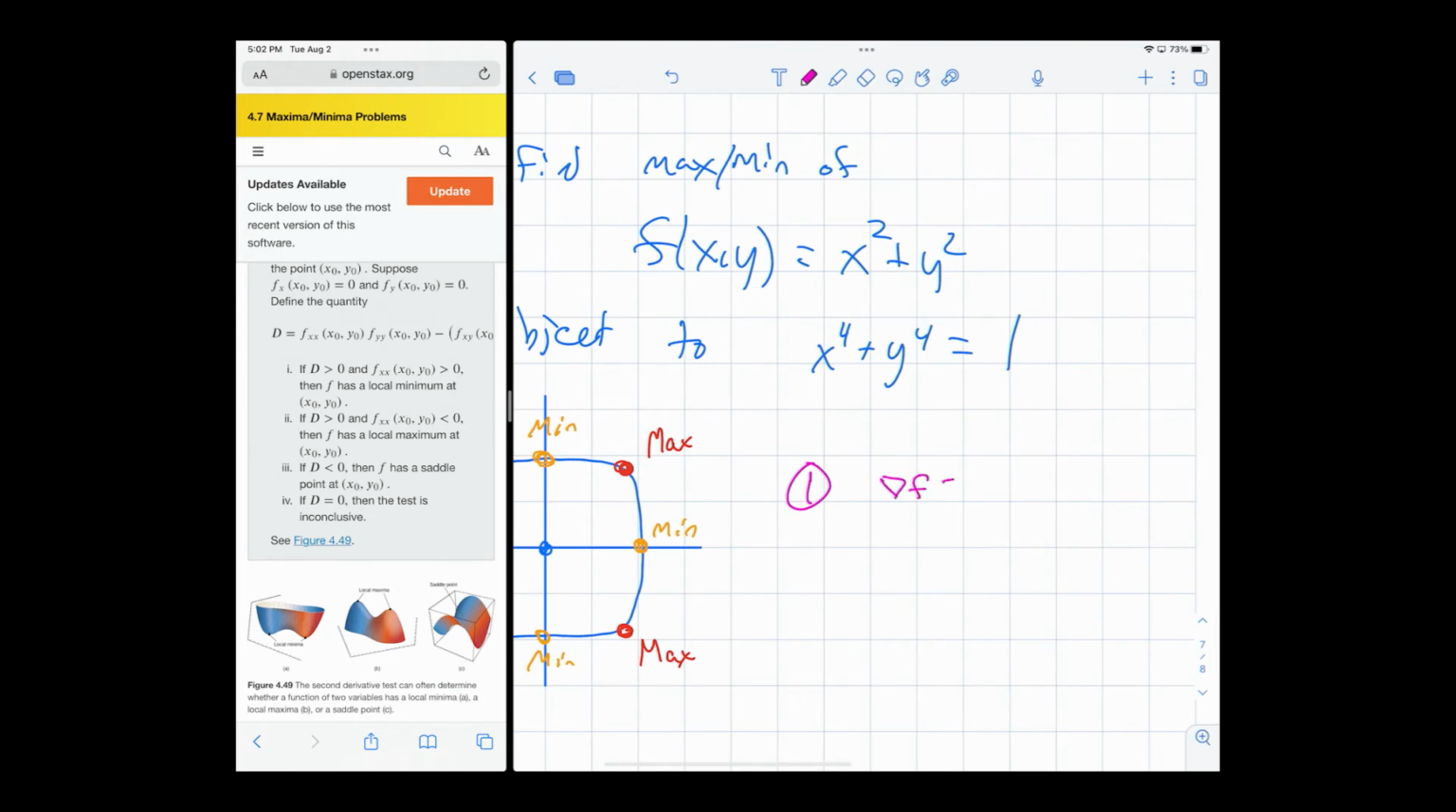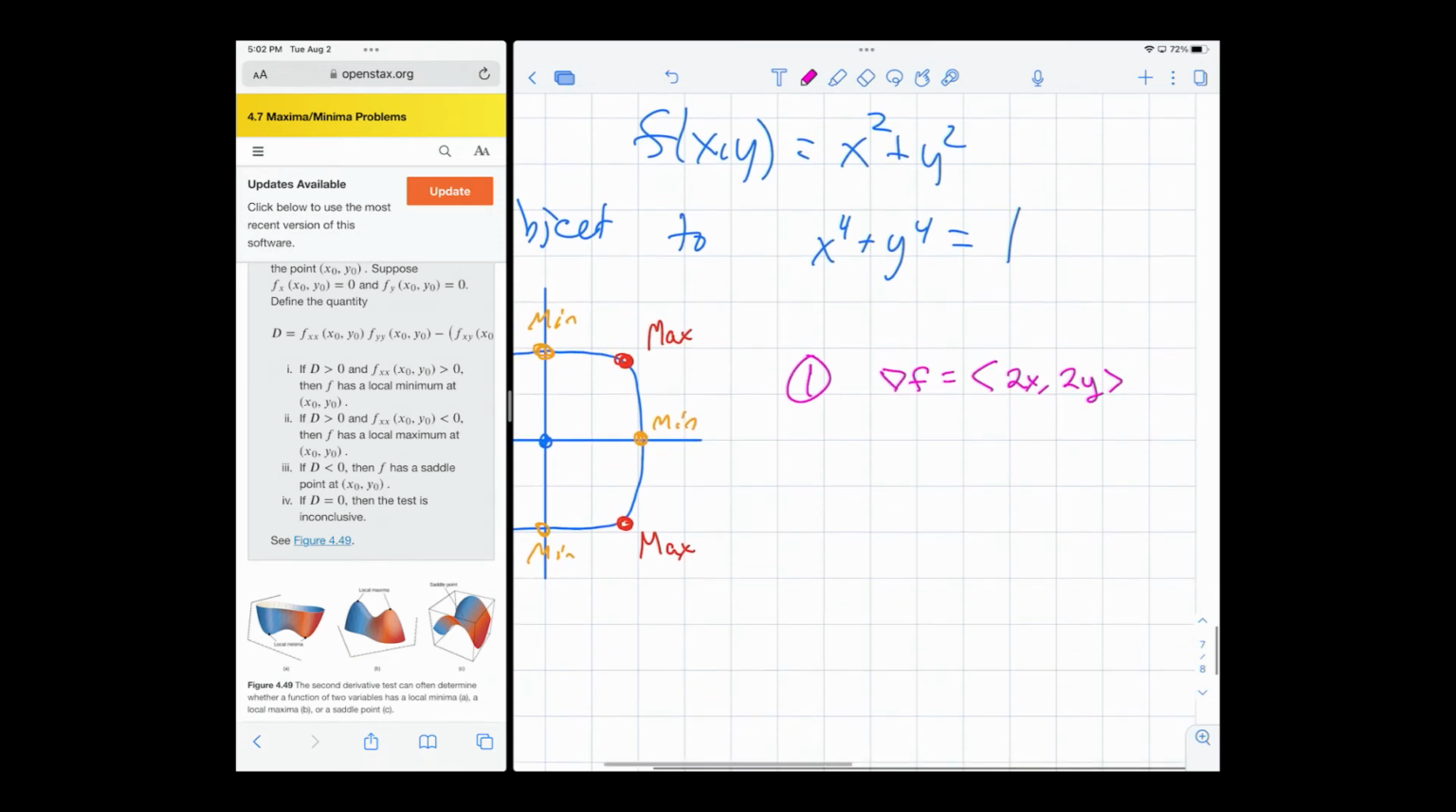So we need the gradient of f. We need the partial of this with respect to x, which is 2x. We need the partial of this with respect to y, which is 2y. We need the gradient of g, where this would be g of xy. So this is like g of xy equals a constant. It doesn't matter what constant you have over here. So the gradient of g is 4x cubed, and then 4y cubed, like that.